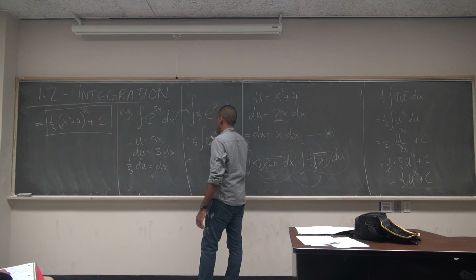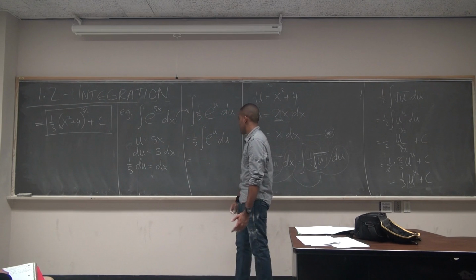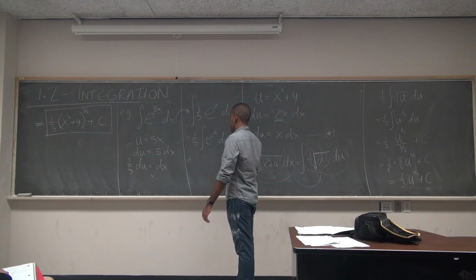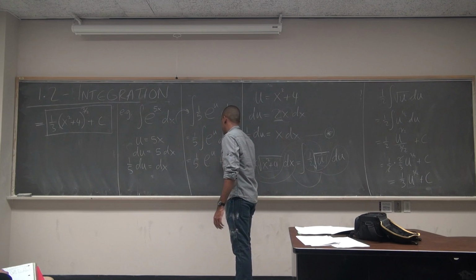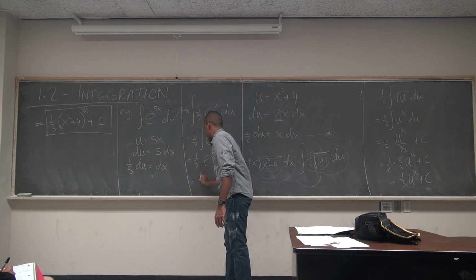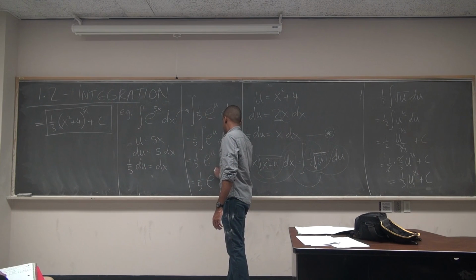And that looks like a basic rule. There's no constant here. No coefficient other than 1. What's the integral of e to the u du? Just e to the u by our rule. And u was 5x.